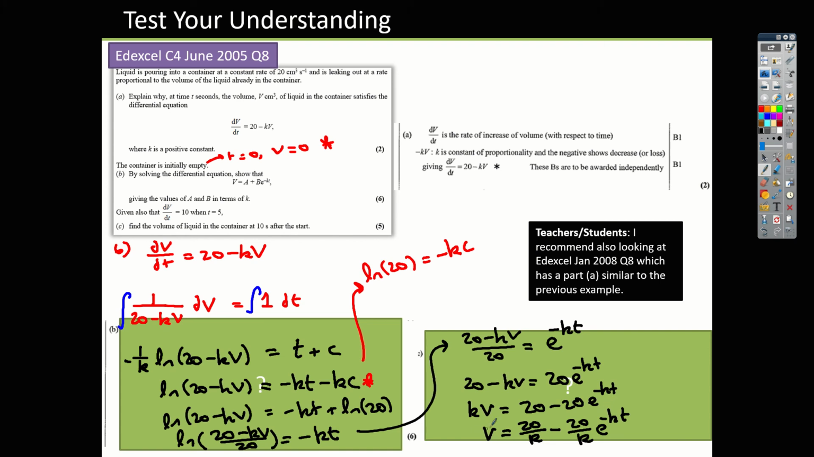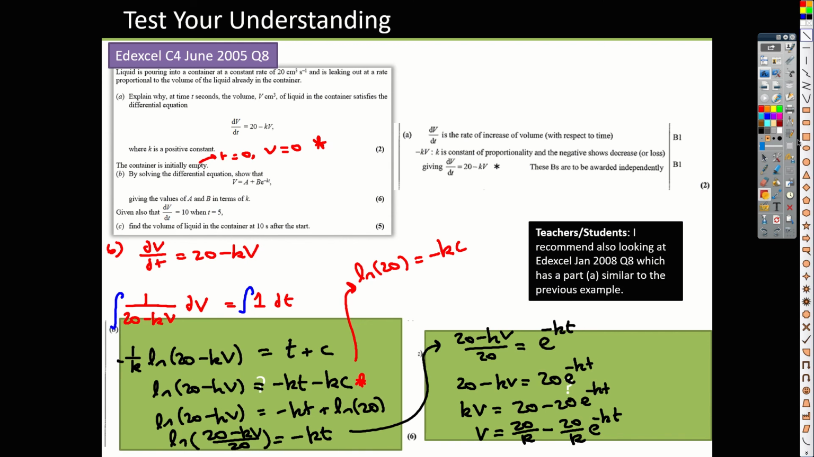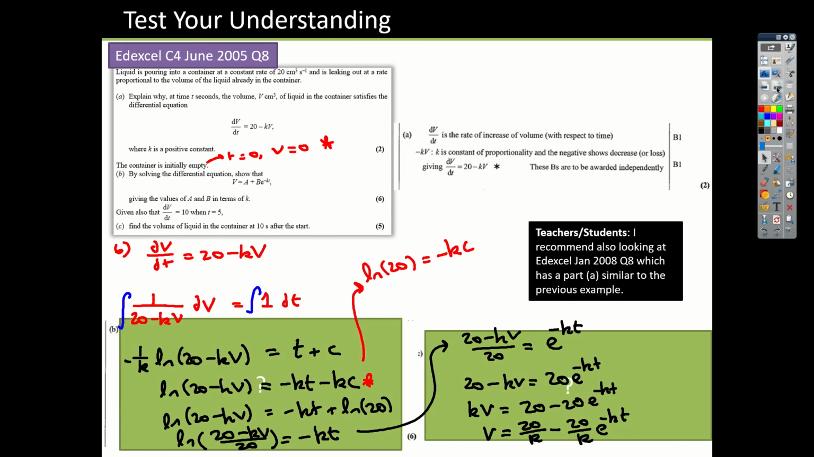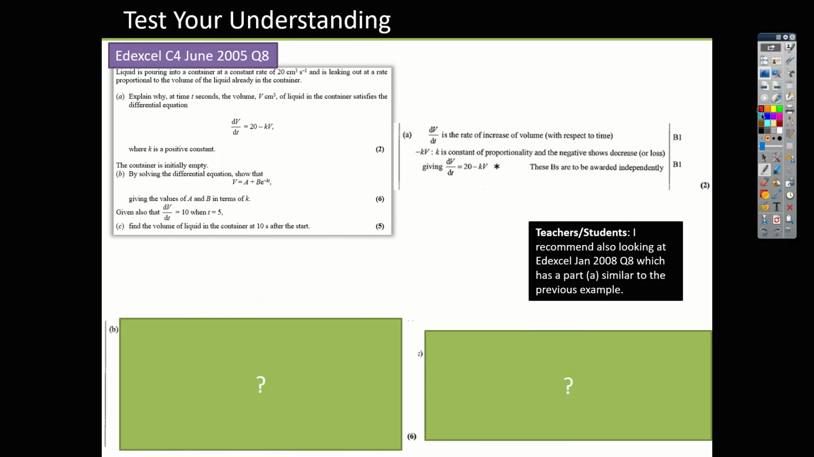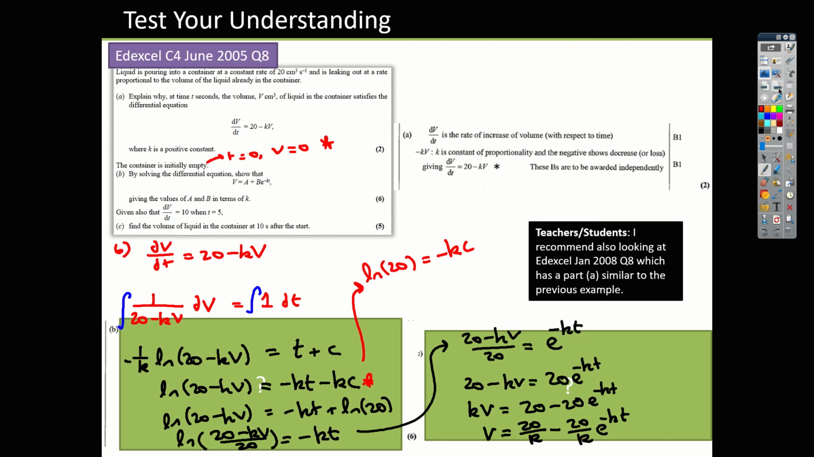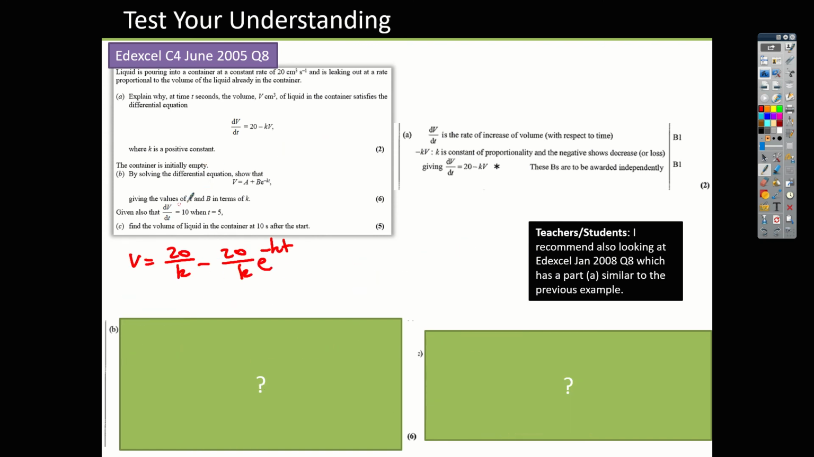But to do that, I'm going to need to take my expression for v and differentiate it, because that's going to help me get an expression for dv by dt in terms of just t. So I'm going to do that now. I'm first going to get rid of everything on the page. Rewrite what I've now got. I've got v equals 20 over k minus 20 over k e to the minus kt. I believe that's what it was. I'm going to double check. Yes. Okay.